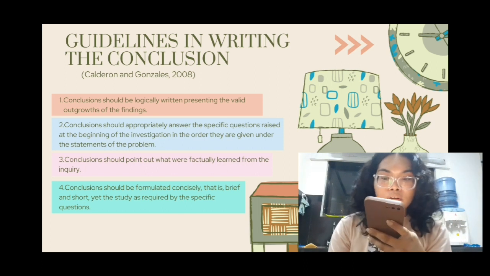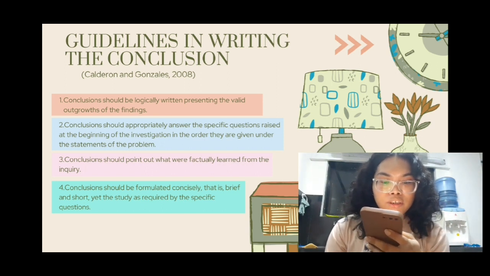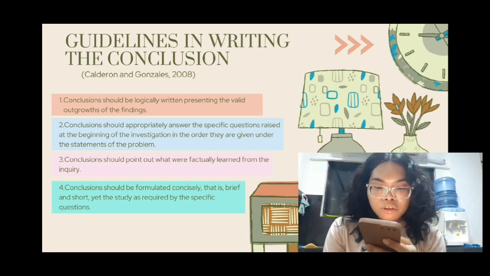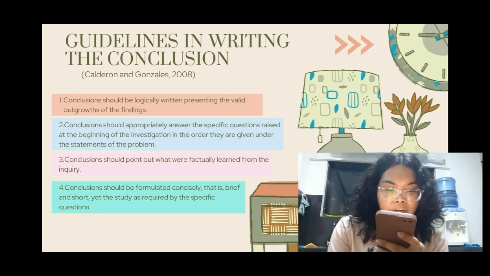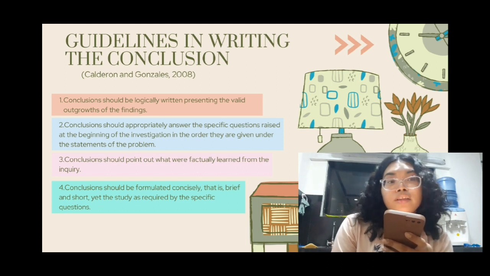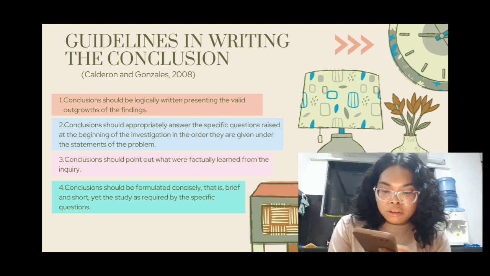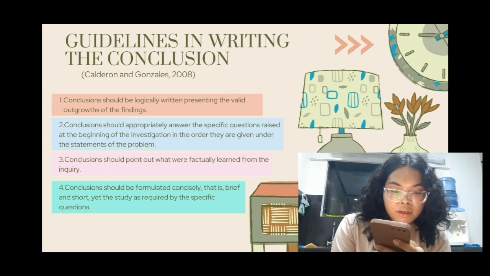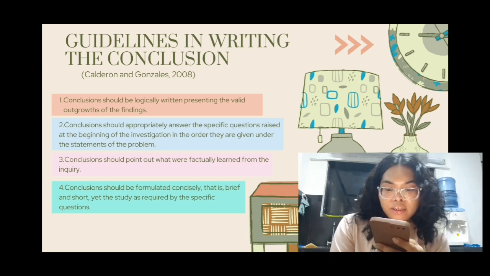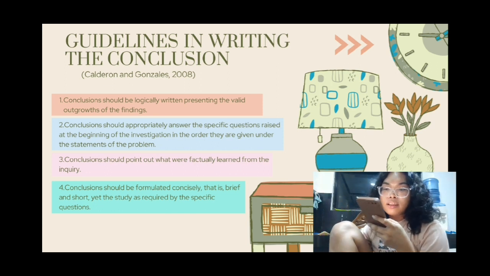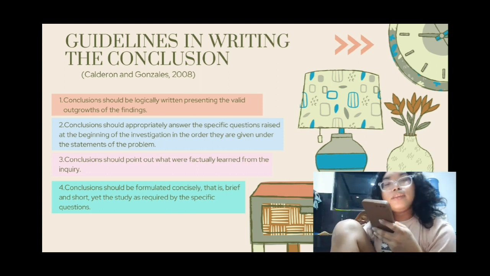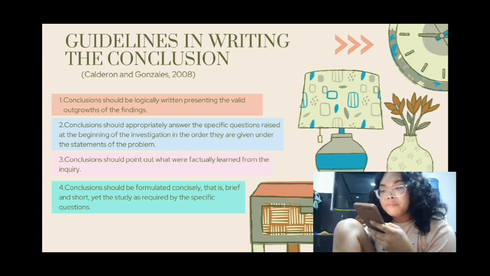Guidelines in writing the conclusion. 1. Conclusion shall be logically right in presenting the valid output of the study. 2. Conclusion should appropriately answer the specific questions raised at the beginning of the investigation, in the order given under the statement of the problem. 3. Conclusion shall point out what was factually learned from the inquiry. 4. Conclusion shall be formulated concisely, that is, brief and short, yet complete as required by the specific question.